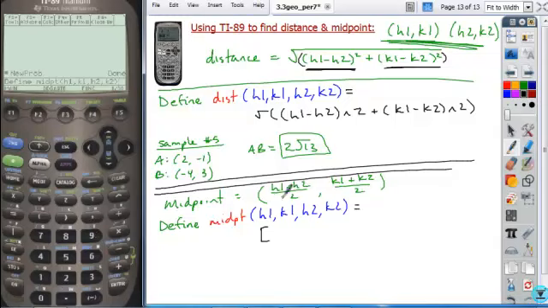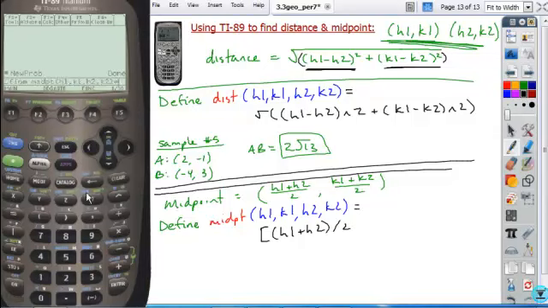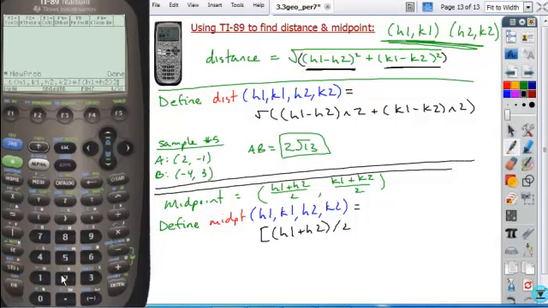So let's take our first calculation. Our first calculation is the average of the x's. So we're going to take h1 plus h2 and divide that in half. That is our first calculation, the x coordinate of our midpoint. So if we hit equals, use the square bracket to enter the matrix mode, and then we calculate the sum of our h's divided by 2. There's our average h value.